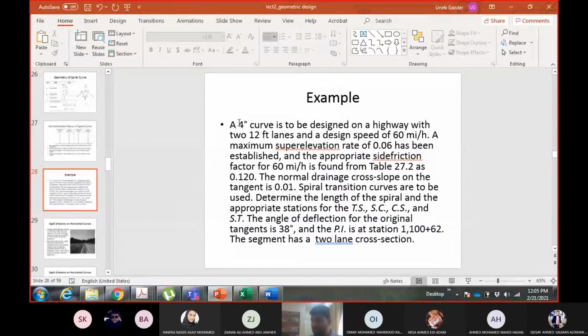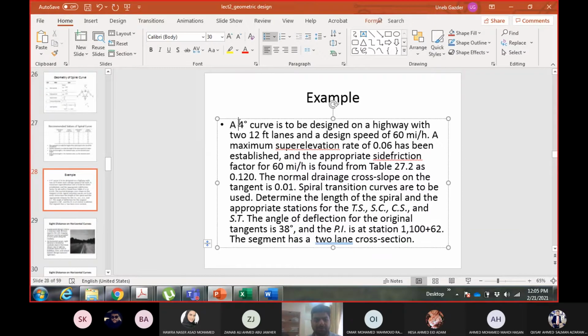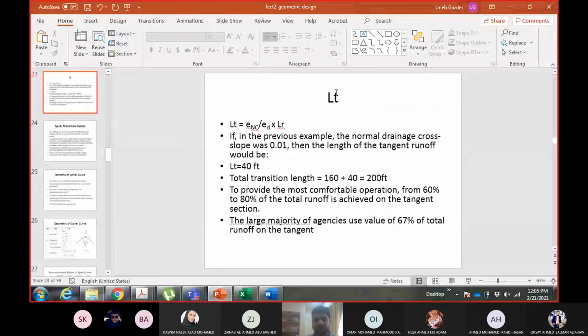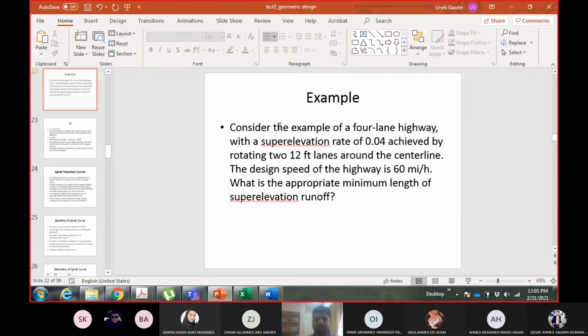So I asked you to calculate the radius and the length of superelevation runoff and the tangent runout. For radius, you already have the degree of the curve. Radius is 572 something upon the degree of the curve, so you can calculate it using that. Then the next thing is LT and LR, and we already have the equations for LT and LR. Normal cross slope is given, superelevation is given, so LR will come from this equation.